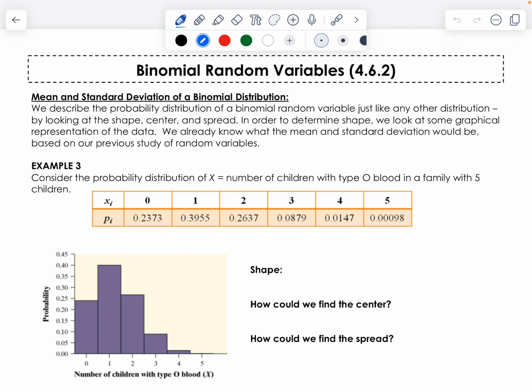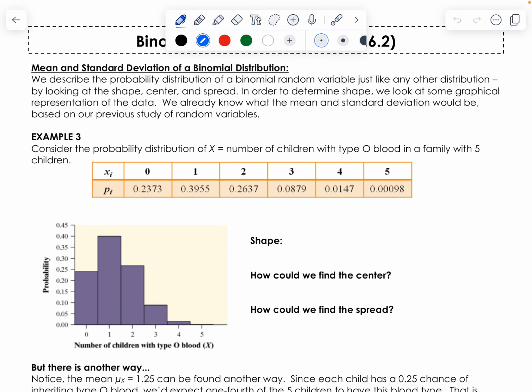All right, so if we look at this probability distribution for X, this relates back to a problem we did yesterday. The values of X represent the number of children with type O blood in a family with 5 children. And remember, yesterday we learned the ways of finding probabilities of exact X values. So we could have used our probability formula or binomPDF to find the probability of 0, the probability of 1, the probability of 2, 3, 4, and 5 to get that probability distribution. Lucky for us, it was given.